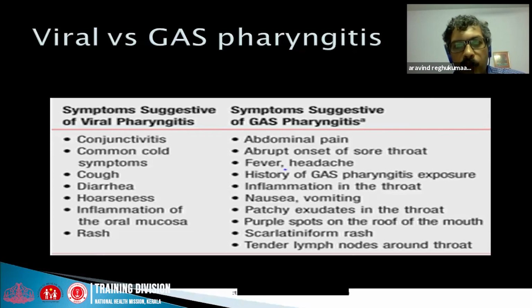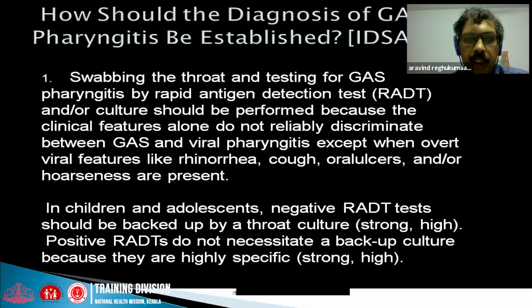The presence of conjunctivitis, rhinitis, cough, diarrhea, hoarseness, inflammation of the oral mucosa, and to an extent the rash are features of viral pharyngitis. So if these features are there, you can think away from a streptococcal pharyngitis. Whereas abdominal pain, abrupt onset of sore throat, a history of streptococcal pharyngitis in the past, patchy exudates in the tonsil, purple spots on the roof of the mouth, the scarlatiniform rash, etc. favor streptococcal pharyngitis. So this is actually from the IDSA guideline.